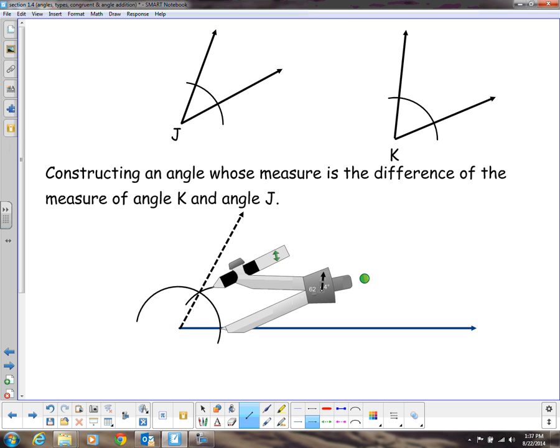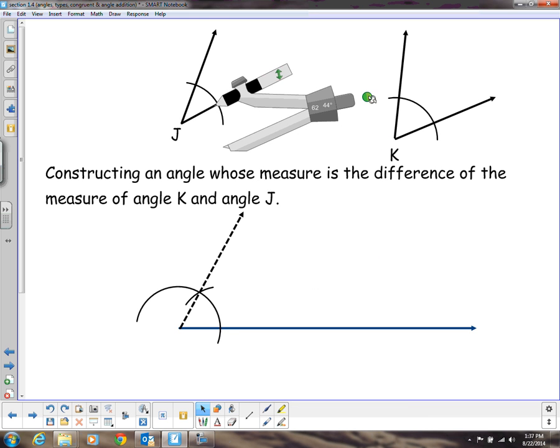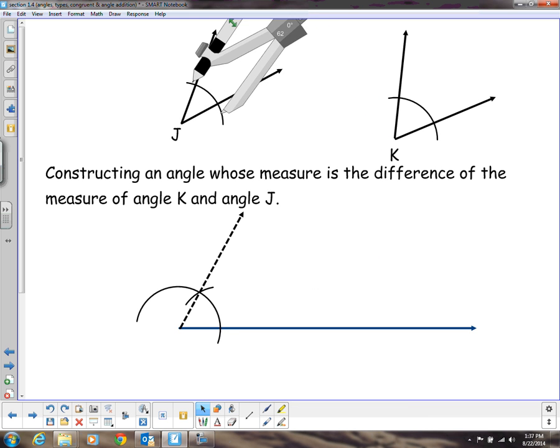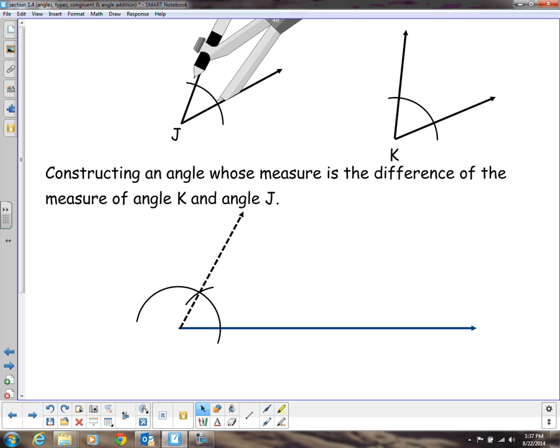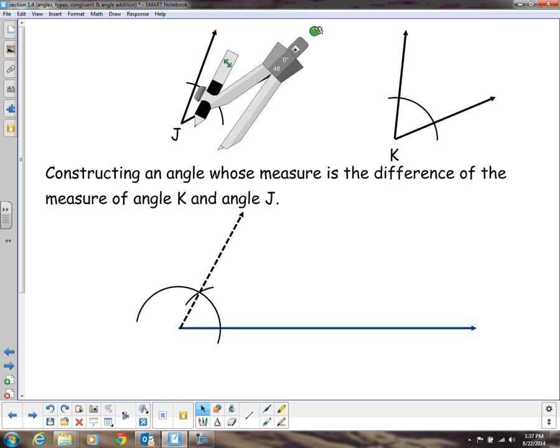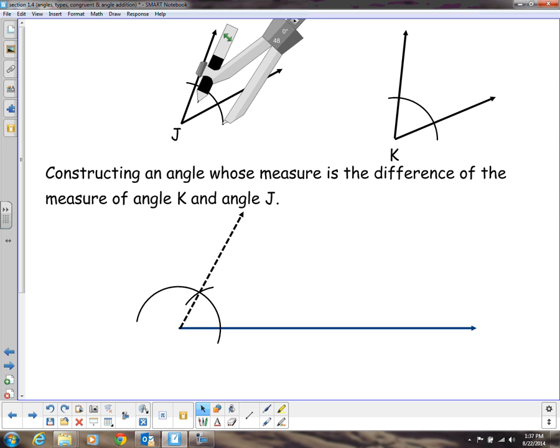So now I'm going to take my compass, and I'm going to come up here, and I'm going to put my compass point on this point of intersection, and I'm going to adjust this. Hold on. We need to rotate it a little bit more. All right. So I put it on this point of intersection, and now I've got my opening.